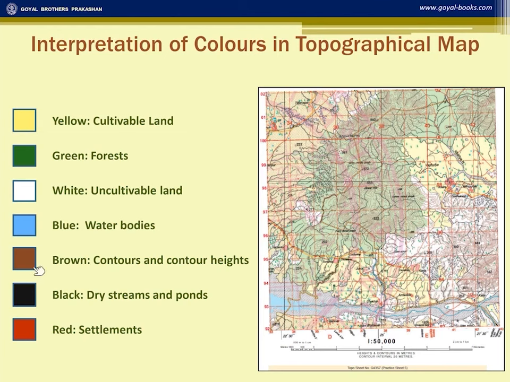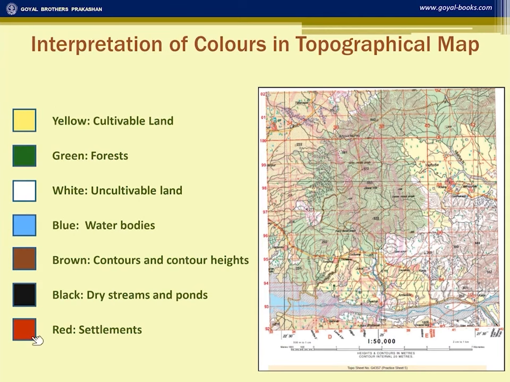The brown is for contours and contour heights. The brown color is used only for contour heights and contours, and it shows the elevation above sea level. The black, as you can see, all the dry streams and the dry ponds are shown in black. It shows the area receives seasonal rainfall.